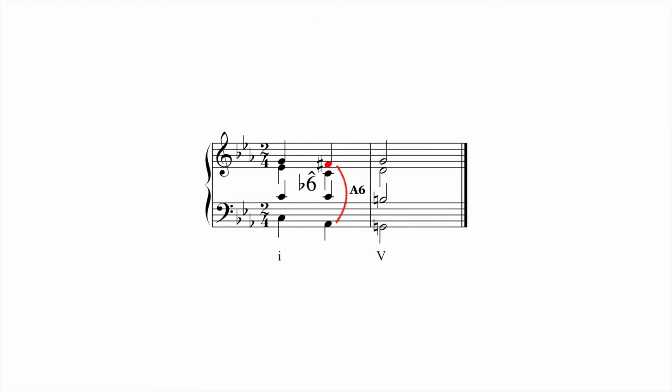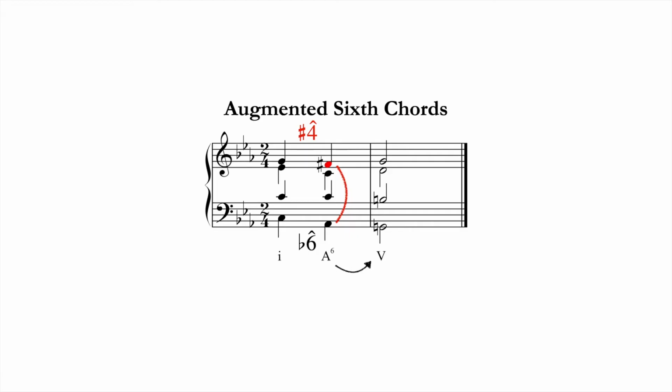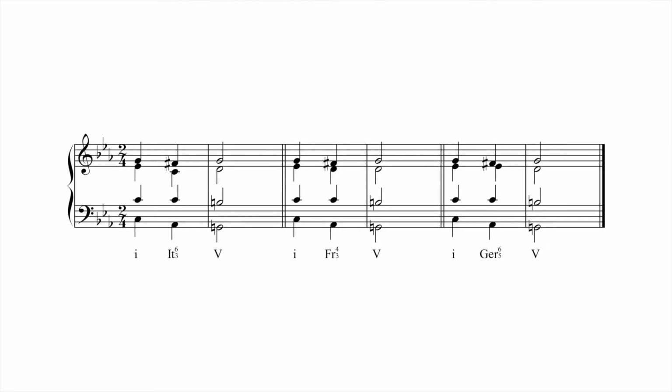This interval between flat 6 and sharp 4 serves as the foundation of a category of predominant sonorities known collectively as augmented sixth chords, which typically resolve to the dominant. Augmented sixth chords come in three related varieties, each of which contains scale degrees flat 6, sharp 4, and 1.